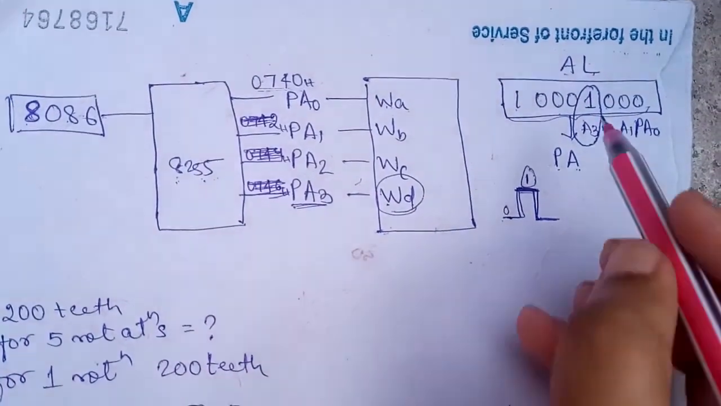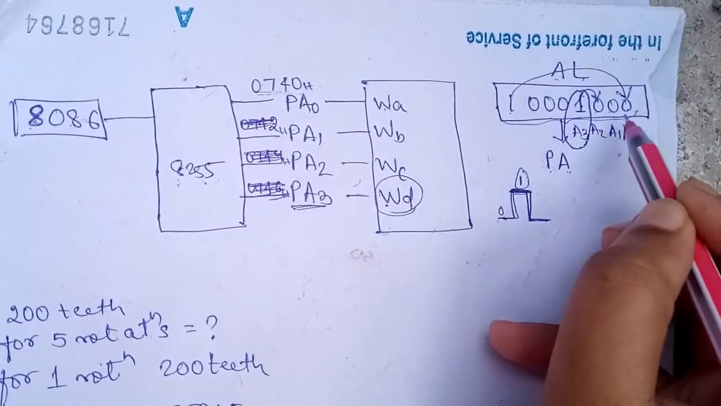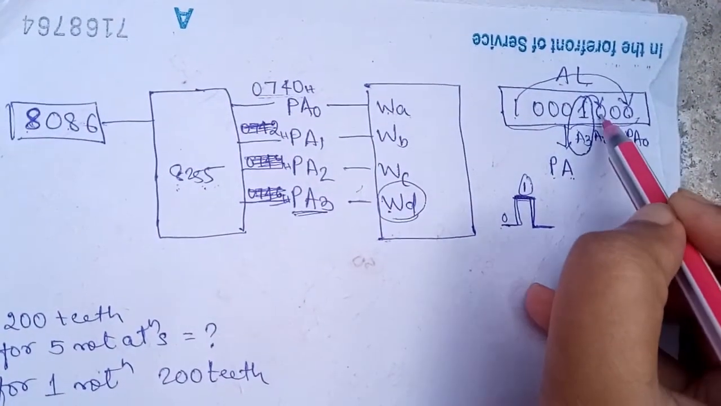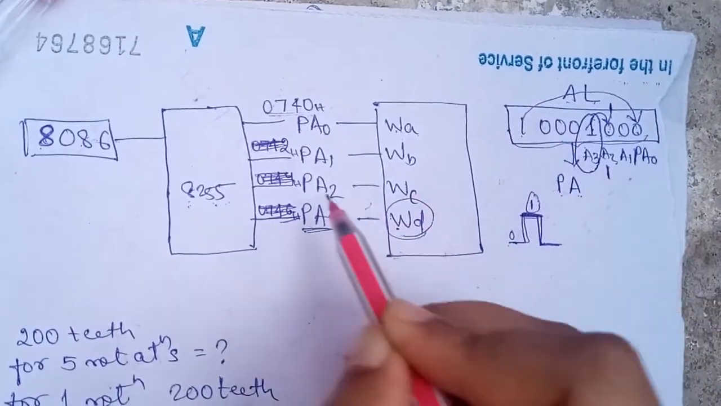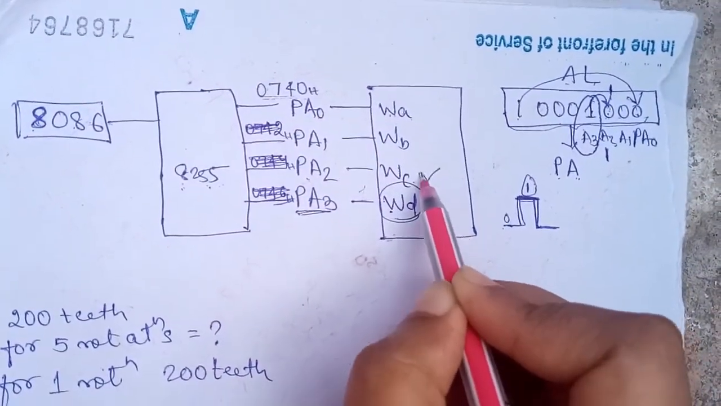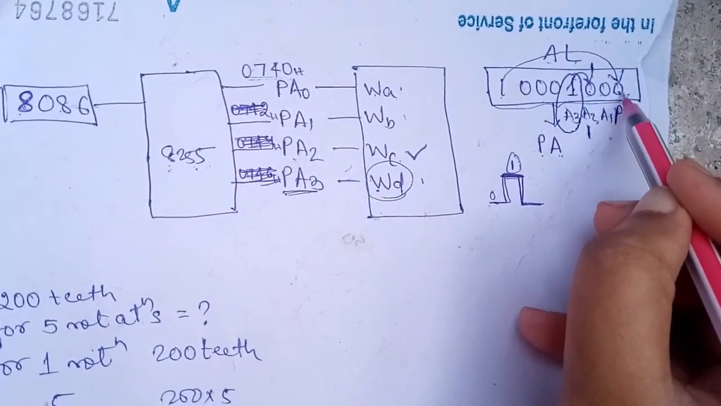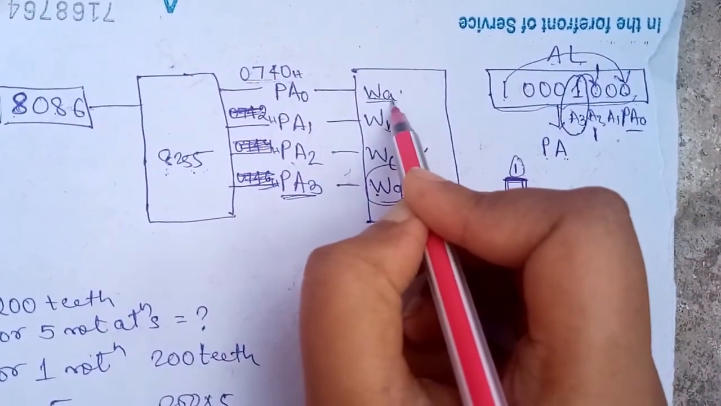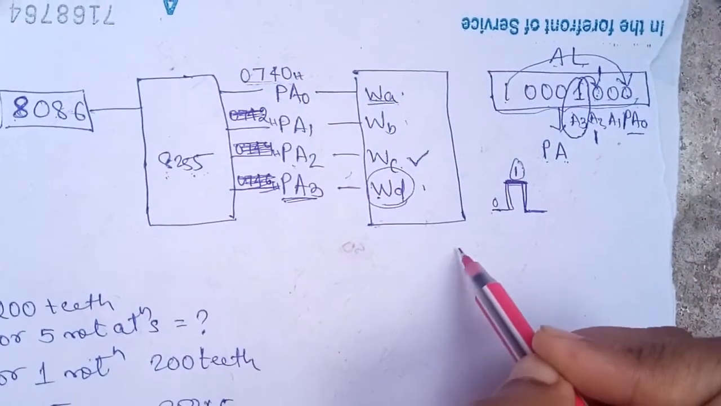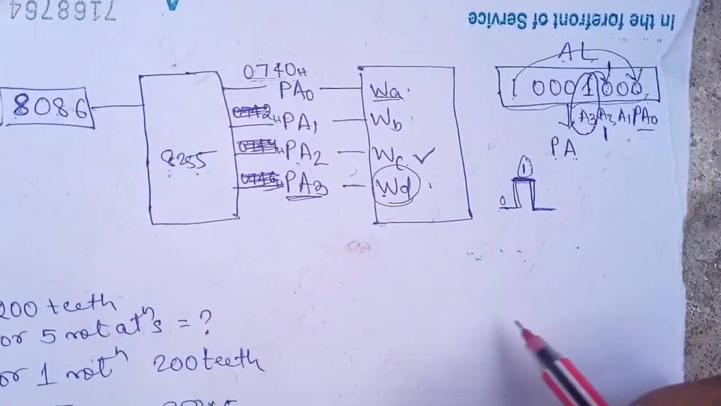Next, when we rotate, this one will come here from left to right. If this one becomes 1, that is A2 becomes 1, then WC will be activated or excited, and the others won't. Then if PA0 is activated, WA is activated, and like this, in the wave scheme, we get the clockwise and anti-clockwise rotations.